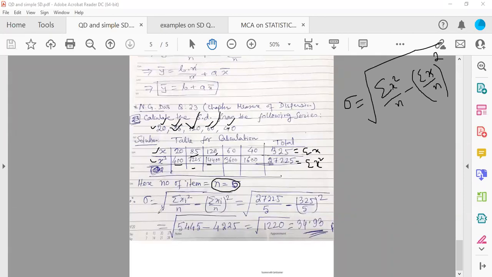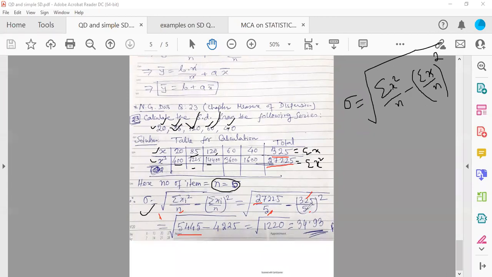Now we apply the formula. You see here, sigma equal to square root of summation x square by n minus summation x by n, the whole square. Summation x square is 23225, number of items is 5, and summation xi is equal to 325. So 325 divided by 5, and then taking the square of it. Now 27225 divided by 5, we have 5445. Just use your calculator and you can see it.